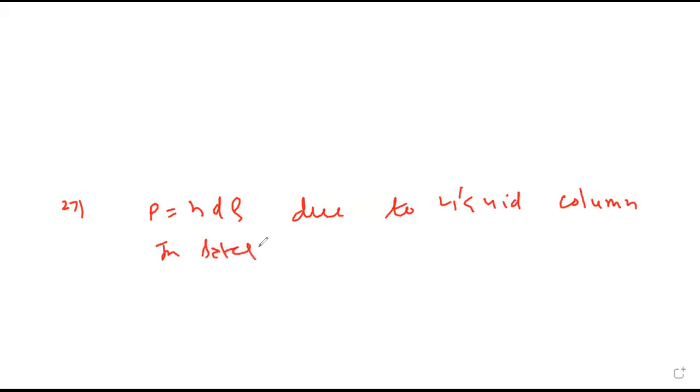What is acceleration due to gravity in the satellite? See, pressure is given by h d g due to liquid column. In the satellite, g is 0. Therefore, pressure will be 0. Option A.